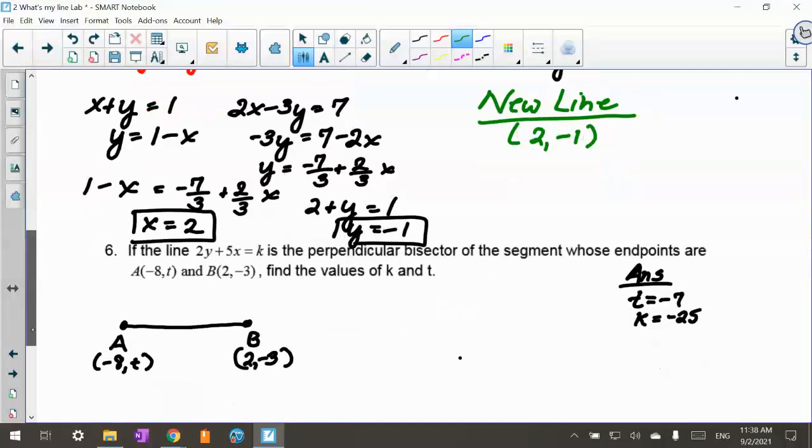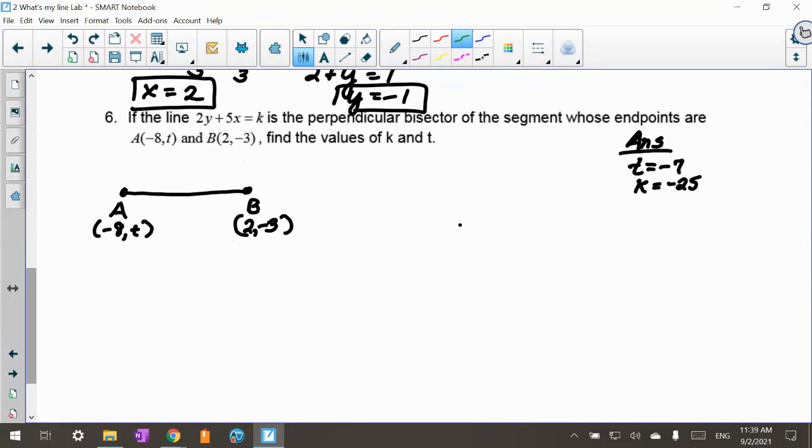And the last one on here that I'm going to help you with is number 6. It said if the line 2y plus 5x equals k is the perpendicular bisector of the segment whose endpoints are A and B, find the values of k and t. So I have a k here and a t here. You're like, what? So I basically like to show a picture.